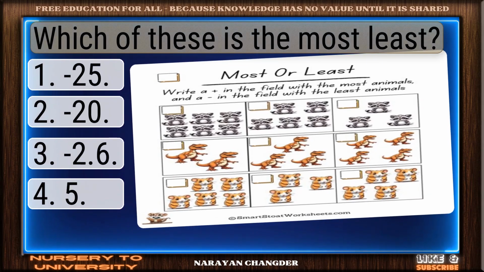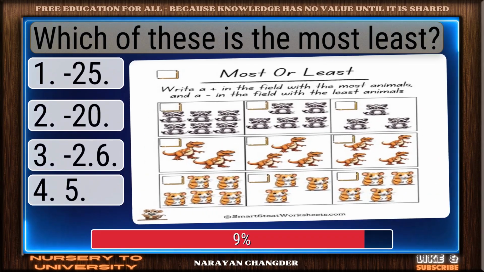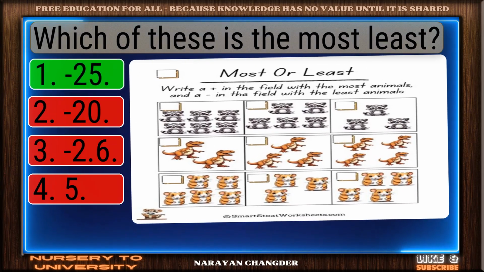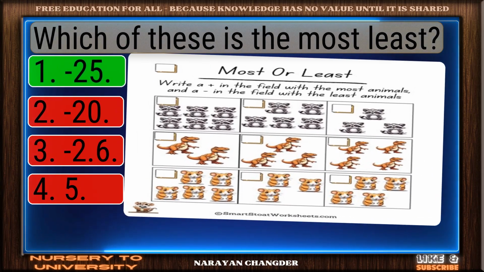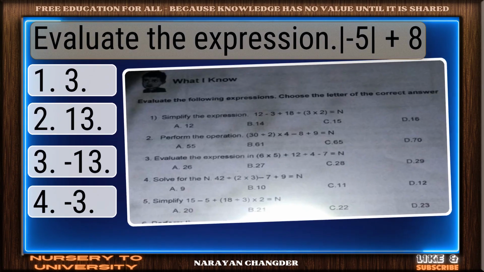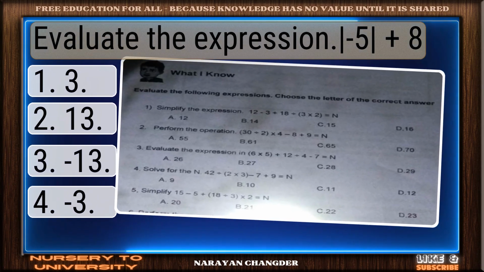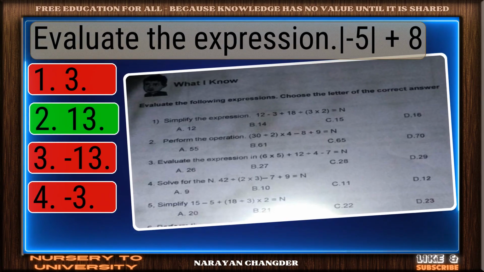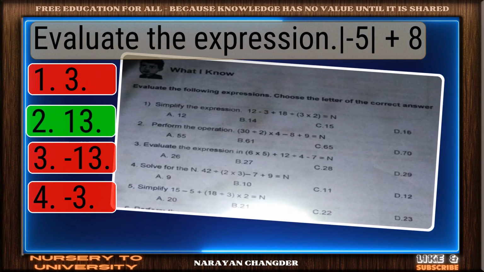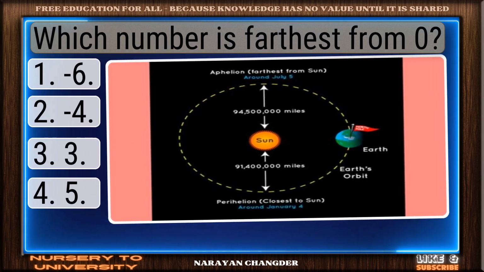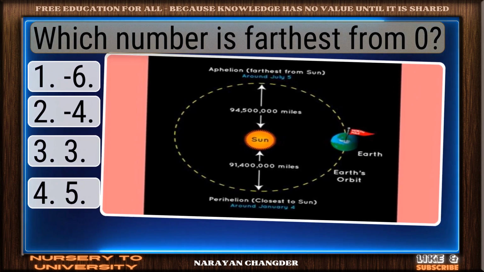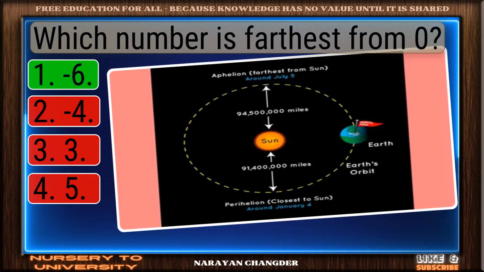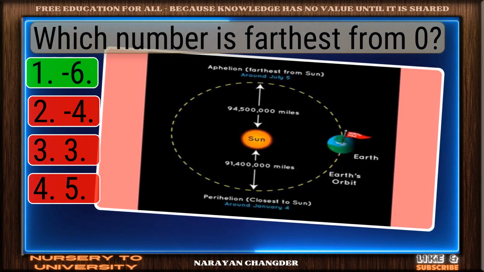Question number 109. Which of these is the most least? Good job. Your answer 25 works well here. Question number 110. Evaluate the expression 5 plus 8. Correct. 13 is the right answer. Question number 111. Which number is farthest from zero? Great job. 6 is the accurate answer.